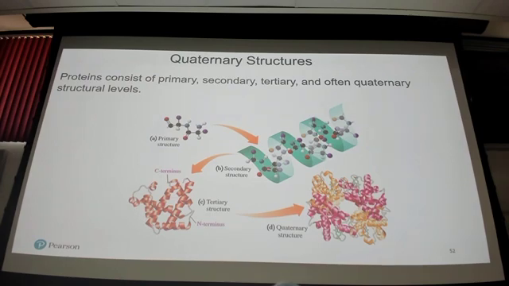So proteins can have primary through quaternary structures, and here are examples of each. You have the primary, secondary, alpha helix, tertiary, and quaternary, which is two or more polypeptide sequences.